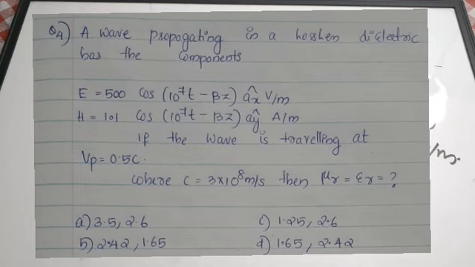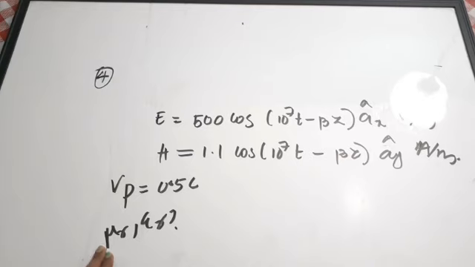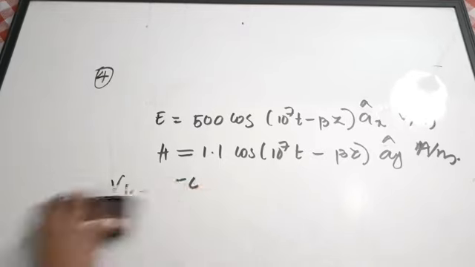If the wave is traveling with phase velocity Vp equal to 0.5 c, and c equal to 3 into 10 raised to 8 meter per second, then we need to find the mu r and epsilon r values. That is the question. So how to find the values of relative permeability and relative permittivity? Now we can use the relation for intrinsic impedance here.